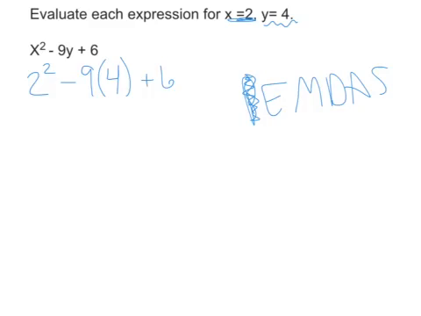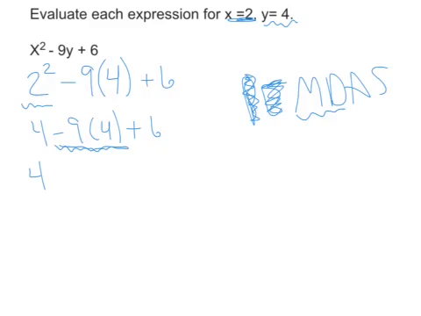Exponents we do have. So we have 2 to the second power, or 2 squared, which is 4. Bring down everything else. So that gets rid of our exponent. Multiplication, division, left to right. So we do have that. It's negative 9 times 4. So we'll bring down the 4. I'm going to bring down our negative, because negative 9 times 4 is negative 36, or minus 36. And then we'll bring down our plus 6. And we don't have any division, so that gets rid of our multiplication and our division.